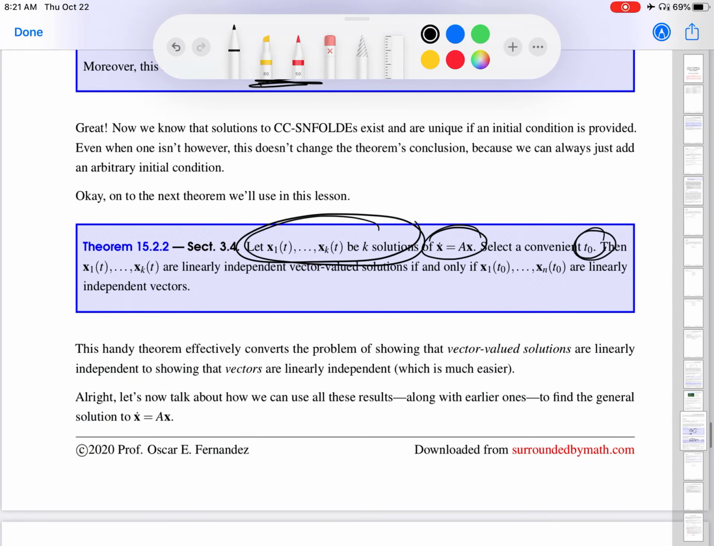Okay, so we can pick our favorite t sub 0. There will always be a solution to this system. Okay, pick your favorite t sub 0. What do you do with it? Then we have this statement.